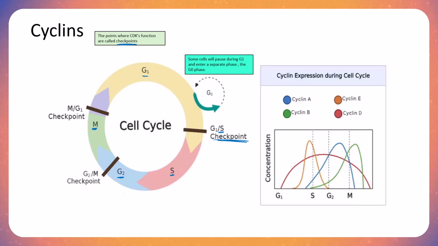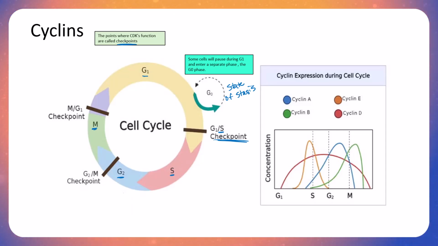Some cells will pause during this G1 phase and they'll enter a separate phase known as G0. And I know that we've talked about G0, but G0 is where a cell goes once it reaches a state of stasis, which basically means if a cell is not going to actively divide or actively go through the entirety of the cell cycle, if it's a specific cell like a brain cell or a nerve cell, or even a cell that doesn't divide that often, like a muscle cell, it can reach this G0 phase, which is kind of like a roundabout.